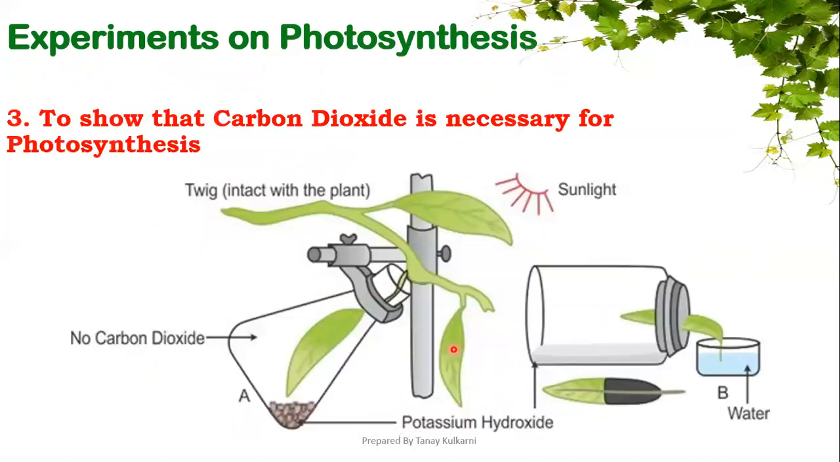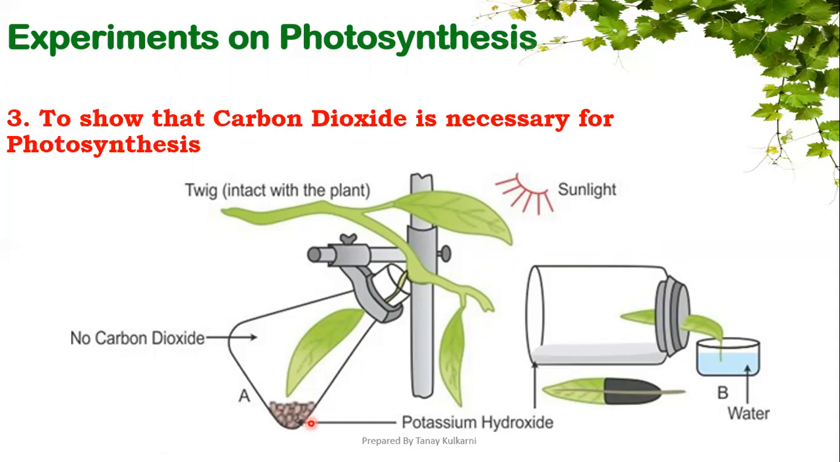Third experiment, to show that carbon dioxide is necessary. Take a plant with a destarched leaf, and insert half of one of its leaves into a conical flask, which must contain potassium hydroxide, which will serve as an absorbent for carbon dioxide.